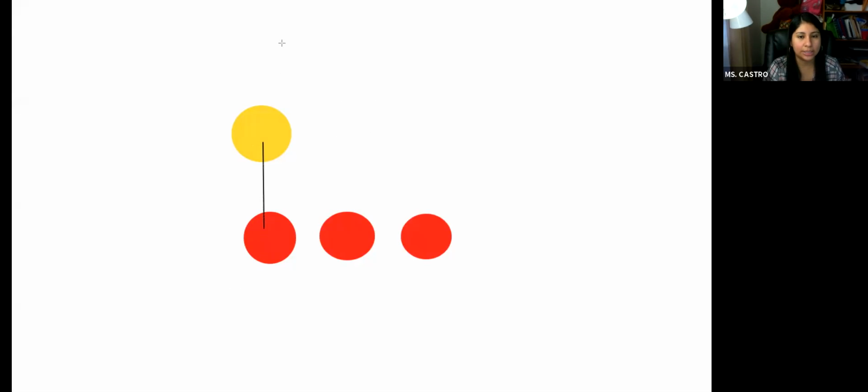Now we're going to count to see how much we have in each set. So first, let's count the yellow and we're going to label it. So here we have one yellow. Now we're going to count and label the red. Here we have 1, 2, 3. Okay, so everyone work on that now.